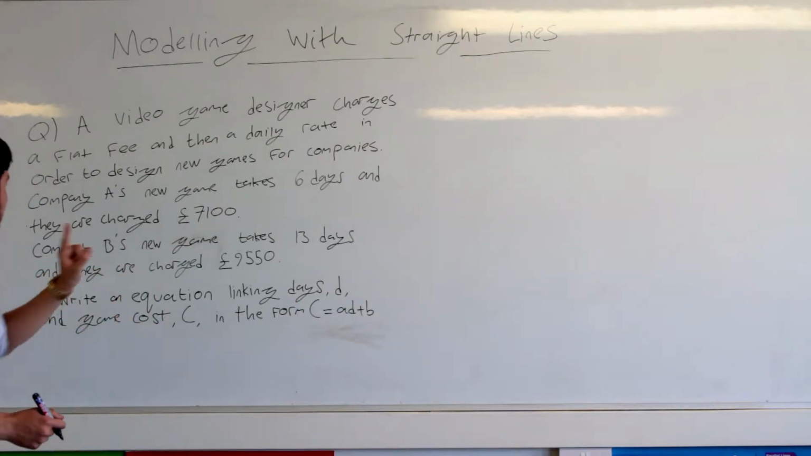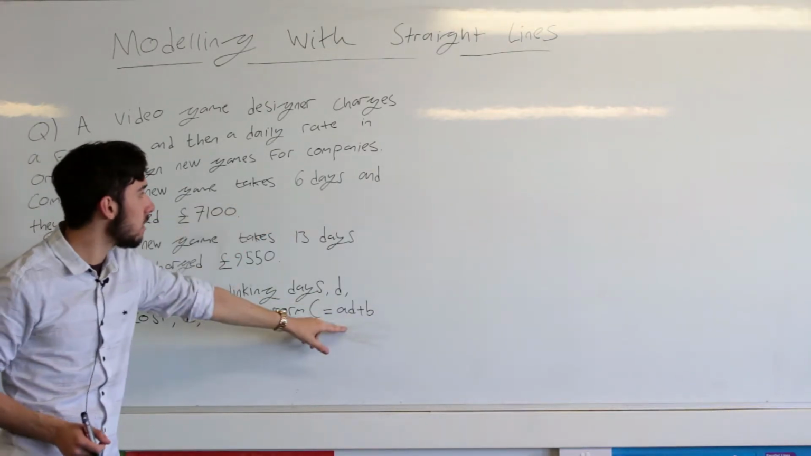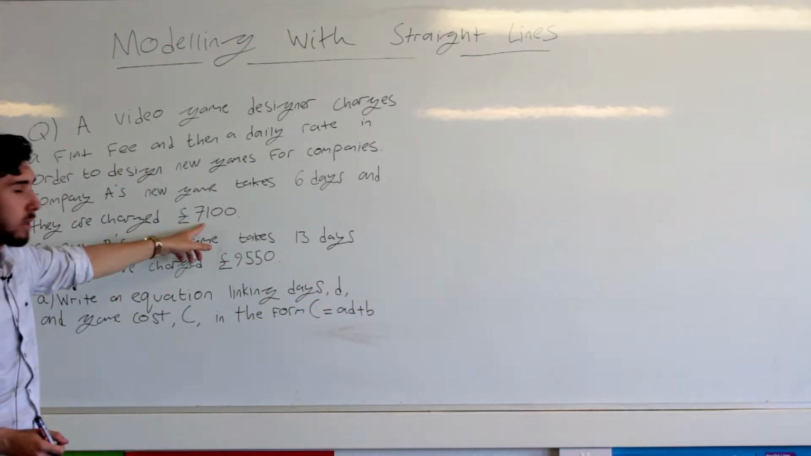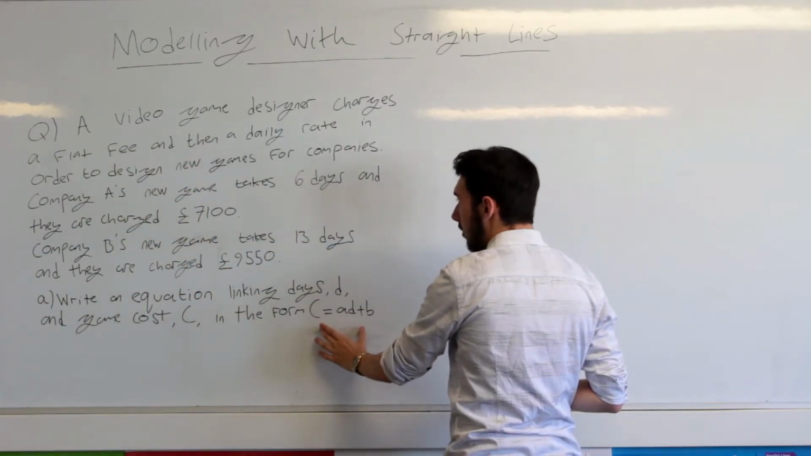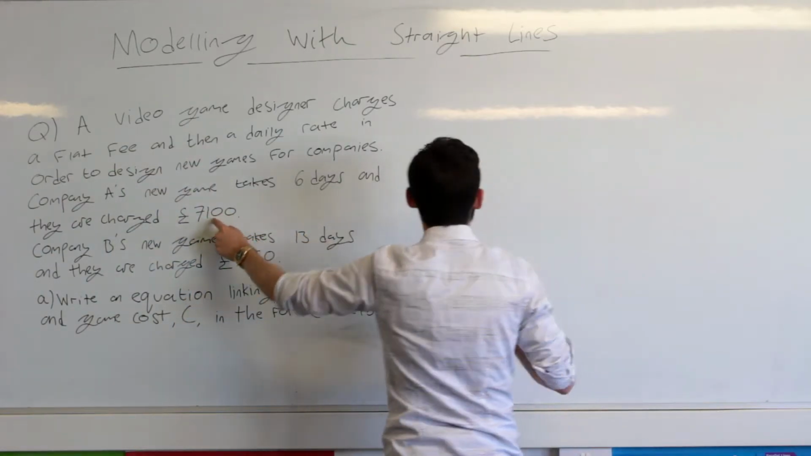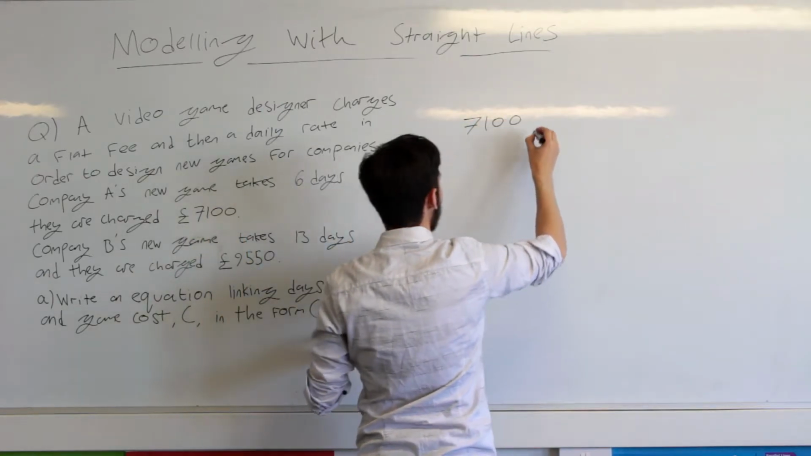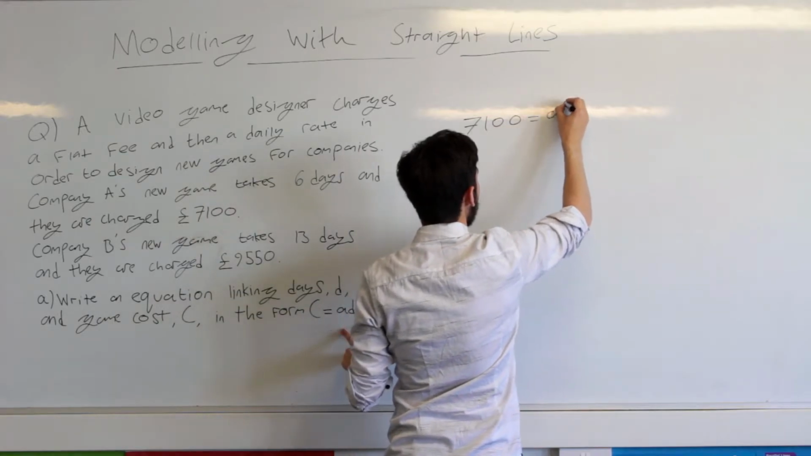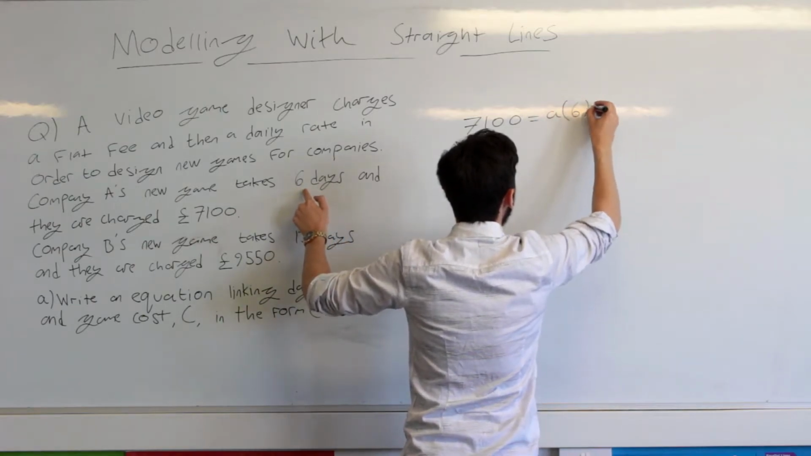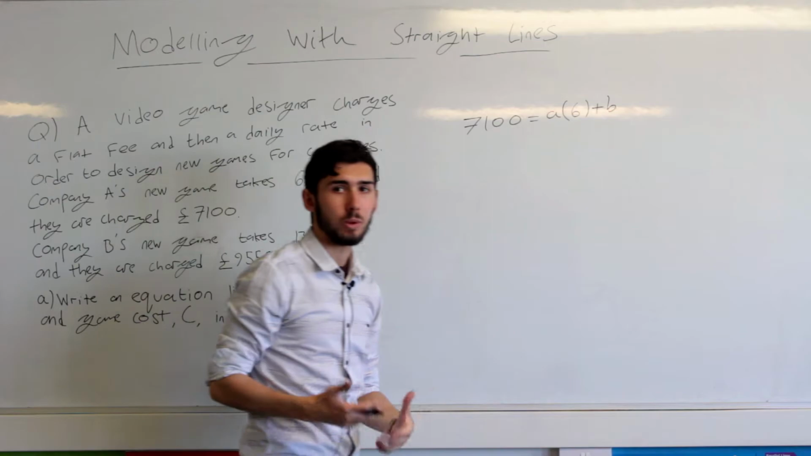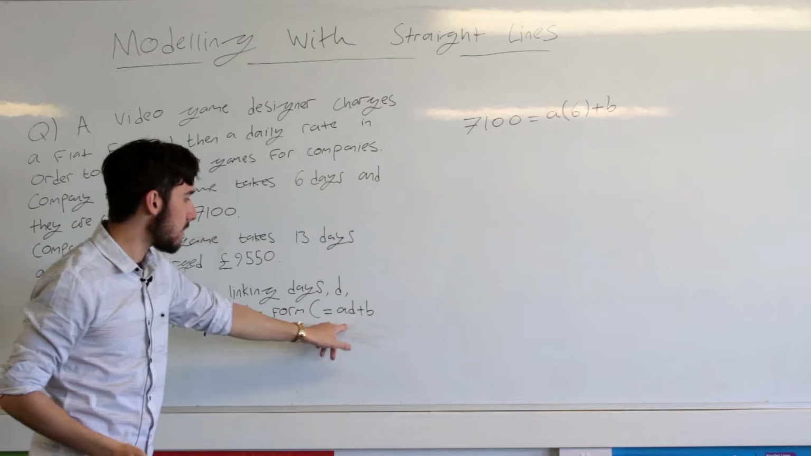What do we know? Let's look at Company A's new game. It takes 6 days, that's D already, and they're charged £7,100, so that's C. So over here, I'm going to fill in what I know. C is 7,100, so 7,100 is equal to, and I don't know what A is, but it's A times D, which is the number of days, 6. And that's going to be plus B. Again, I don't know what B is. We want to find what A and B are. That's literally the question. Find out what A and B are and put them in here.